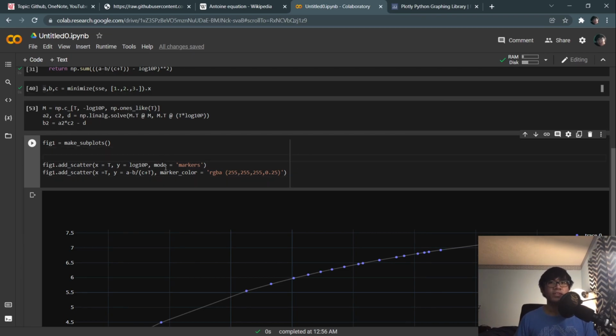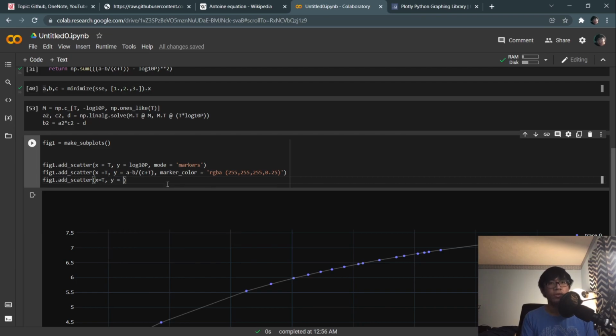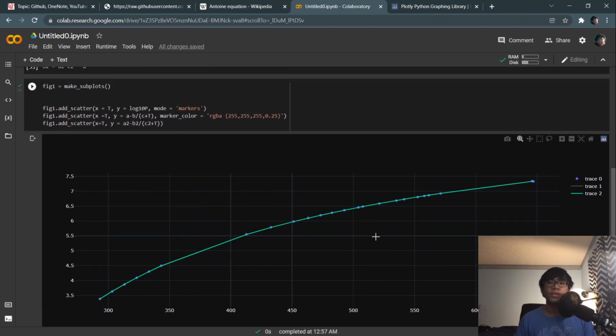So let's just go ahead and graph it first. We're going to do the same thing we did earlier. fig1.add_scatter with x equals t again, and this time we have our new a, b, and c values. I'm just going to write them as we wrote them, hopefully not causing another little syntax error. Let's go ahead and graph it. All right, it's pretty much similar to the other one.